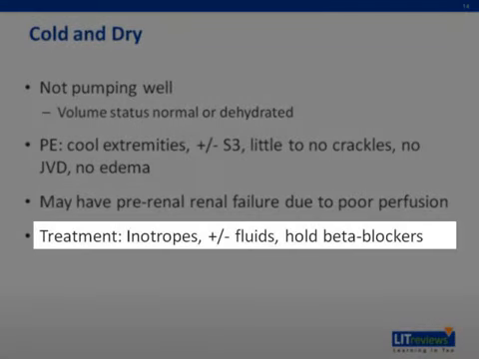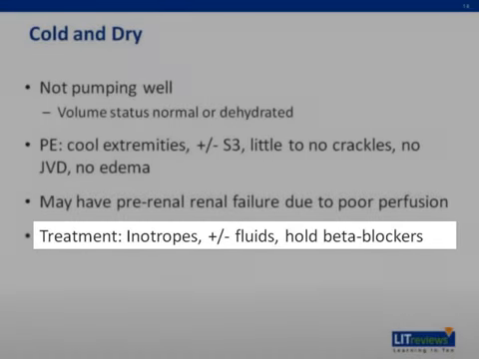Since these patients need to have their heart squeezed more strongly, they will often need an inotrope such as dobutamine. Beta blockers should be discontinued until they are stabilized back to their baseline. If a patient is significantly dehydrated, then giving some extra fluids may actually help their cardiac function as well.